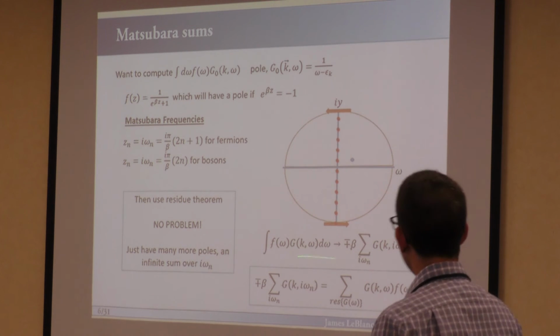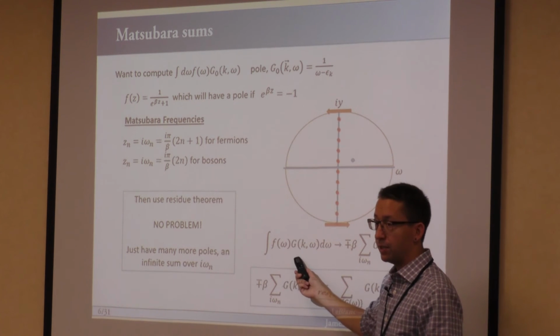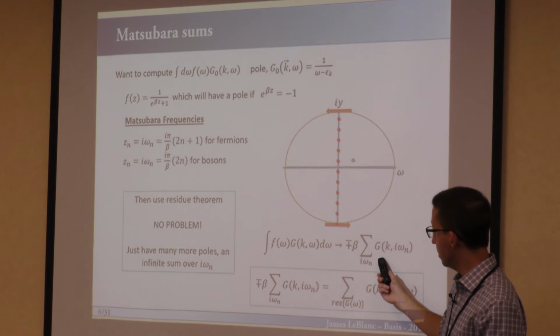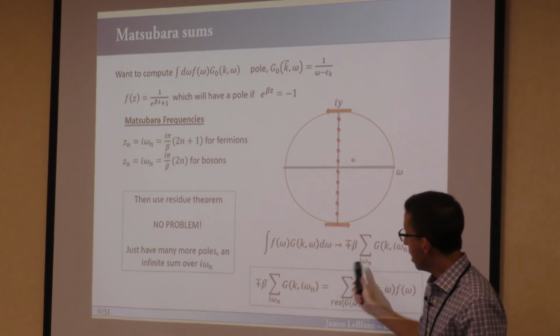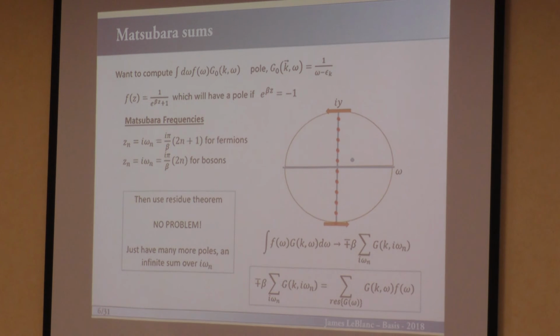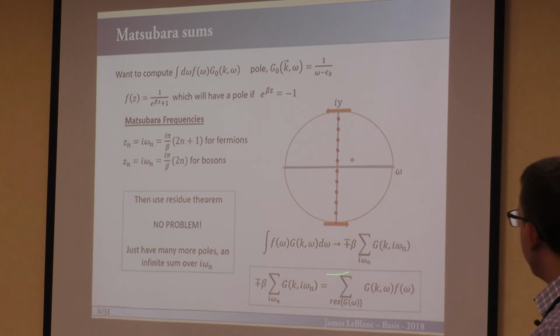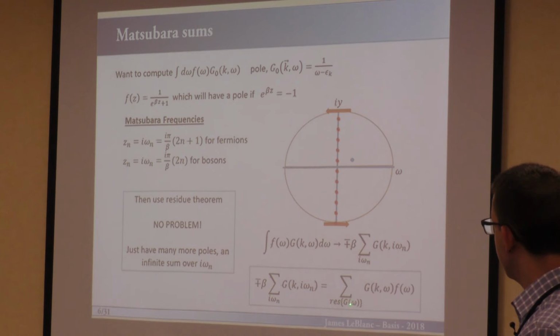But ultimately, what this lets you do is rewrite your integral with Fermi functions into an integral of Green's functions. Here I've dropped the G0 notation. I apologize. As just a sum over the Matsubara frequencies. So the sum over the real frequencies is equivalent to the sum over the Matsubara frequencies where all the Fermi functions have been dropped. And then we can equate the sum over the poles of the Fermi functions of the Green's functions to the sum over the residues of the Green's function times the Fermi function.